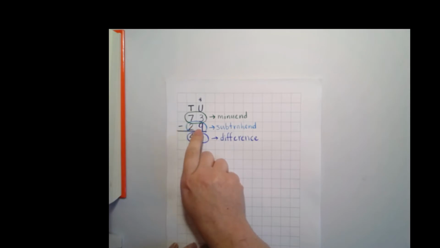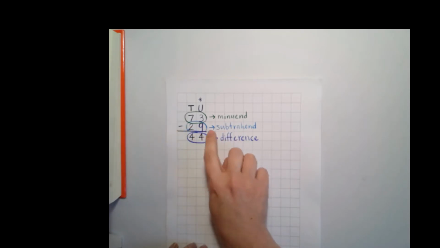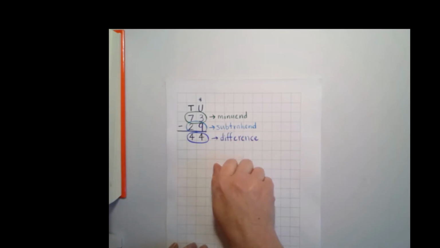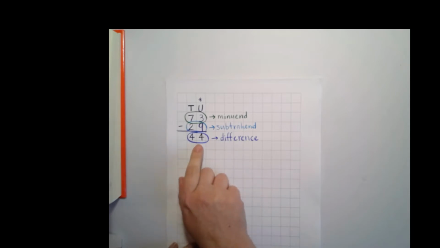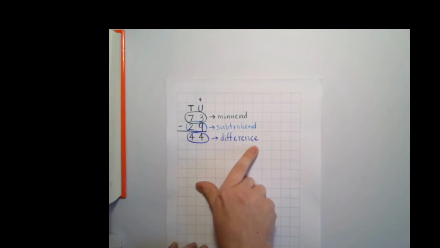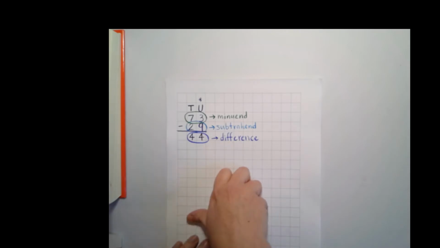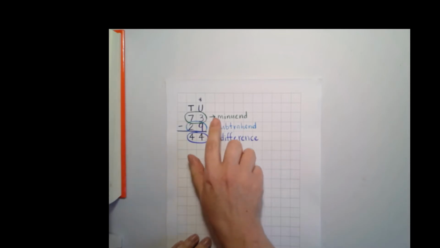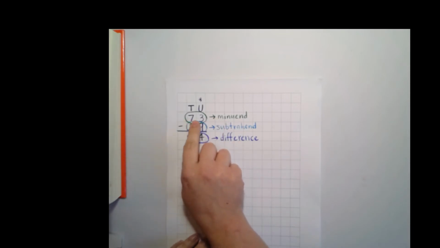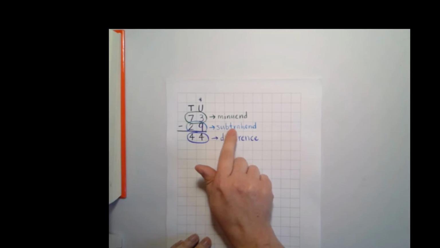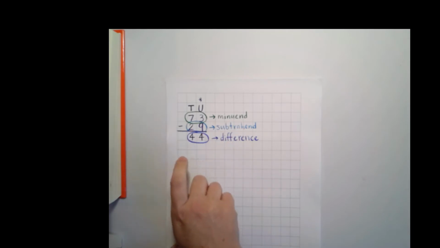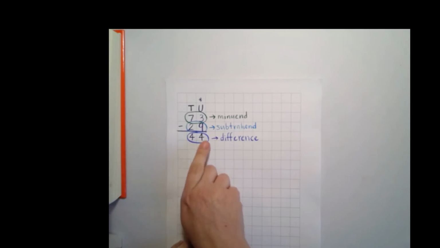The number we are subtracting is called the subtrahend. Subtrahend. And then we have our answer. The answer to a subtraction problem is called the difference. So in this problem, our minuend is 73. Our subtrahend, the number we're taking away, is 29, which gives us a difference, an answer, of 44.